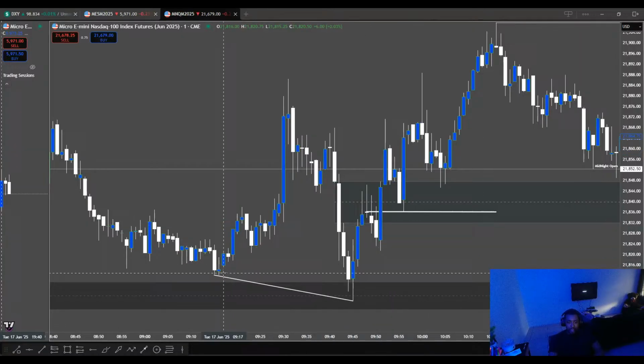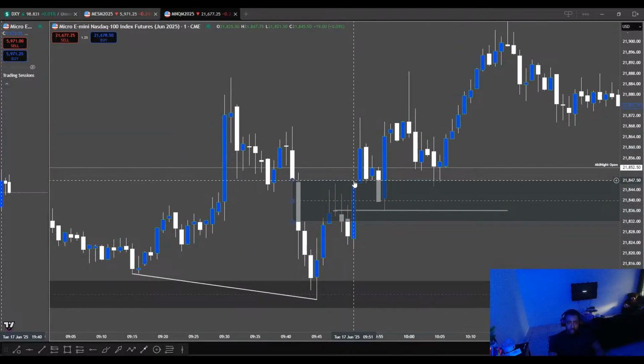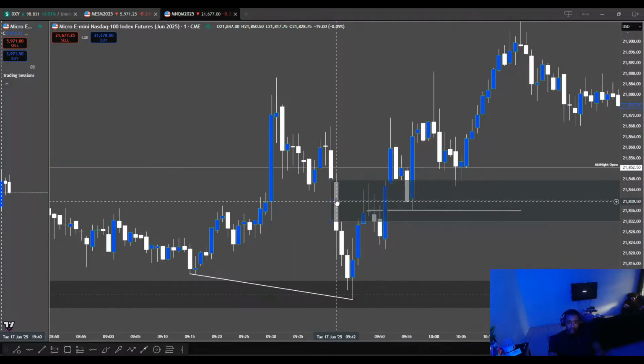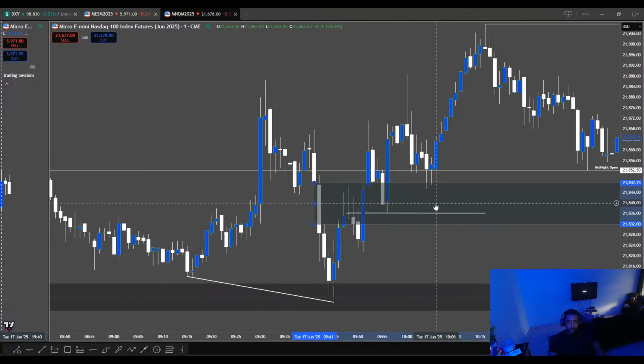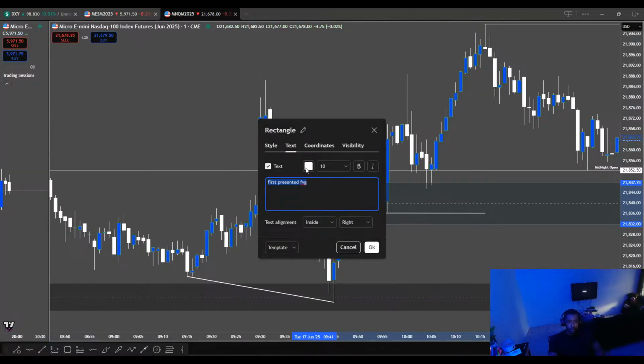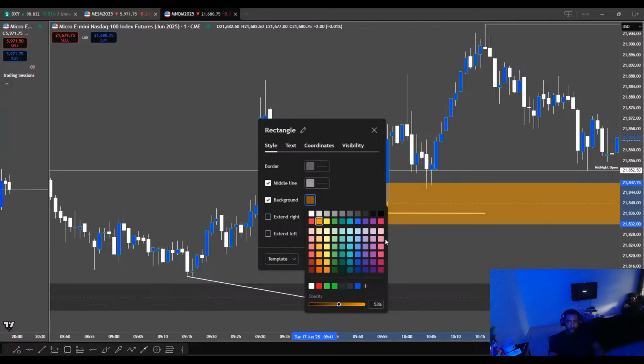So anyway, we get the SMT, right? Then we get the change in the state of delivery right here. These three down close candles, we get aggressive displacement, and you see right here, this zone right here is an inverse. This is an inverse. So look, no extent. I like drawing my inverses to be orange.